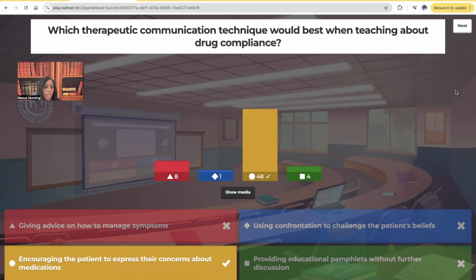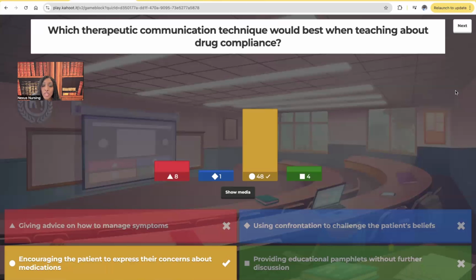Okay? Look at the red one, giving advice. Do we ever give advice? We never give advice. We're never judgmental. We don't start sentences with I, or I think, I feel. Absolutely not. So we got rid of that. Using confrontation, stop right there. In psych, yeah, that's how you get punched in the throat. So we're not going to choose that one.